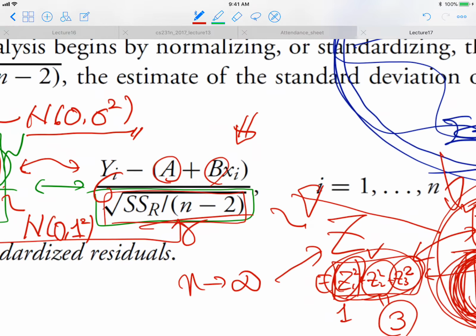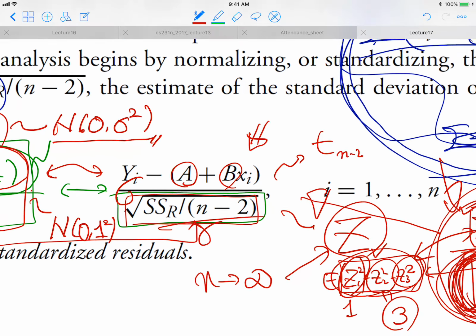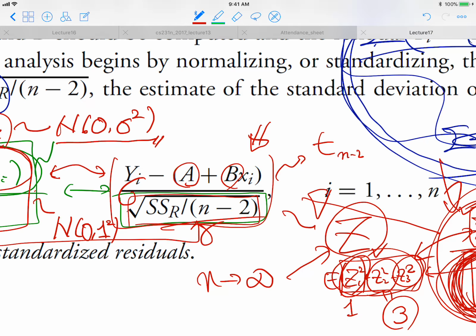Okay, so back to this. Even though this one follows t with the degree of freedom of what? n minus 2, right? But let's just view it as z. Just the standard Gaussian. And then this guy, since it is a standard Gaussian, is approximately having the mean of 0 and variance of 1.